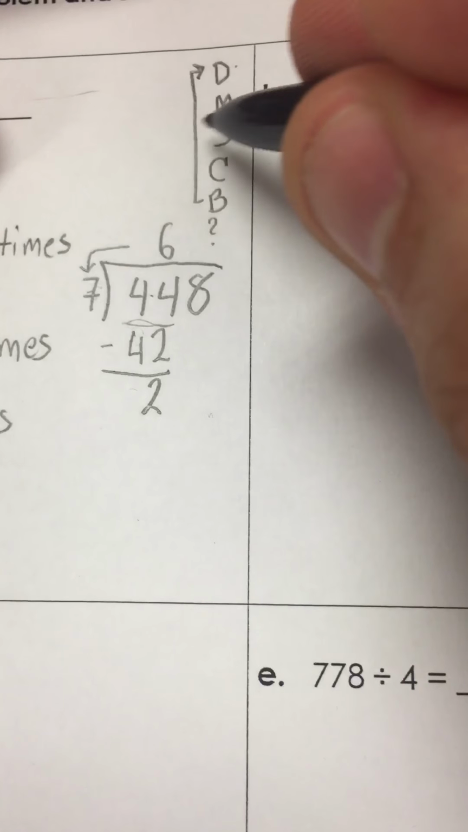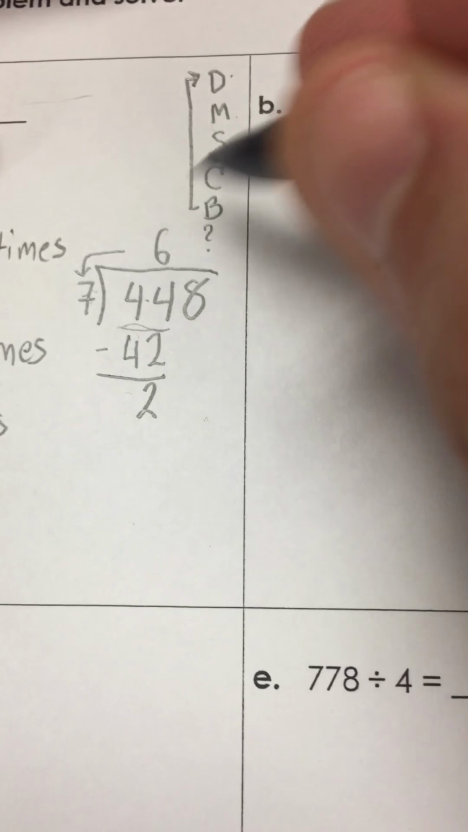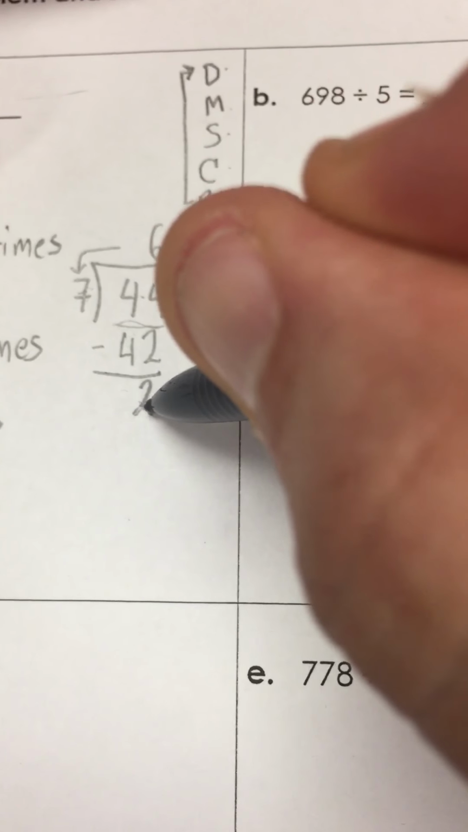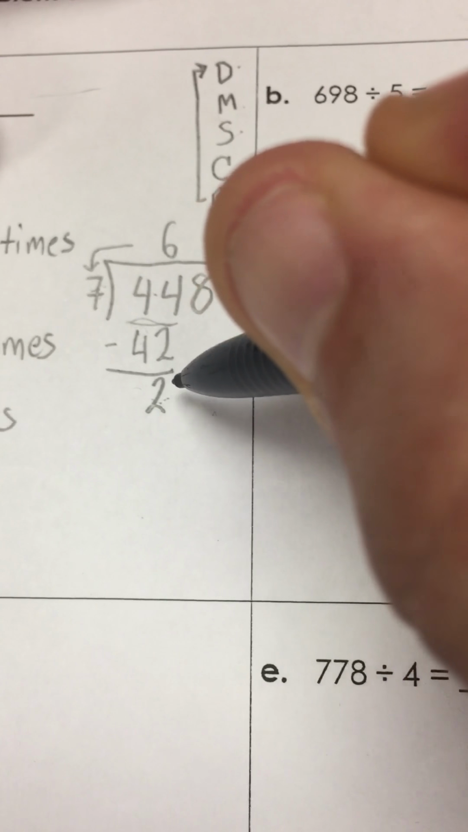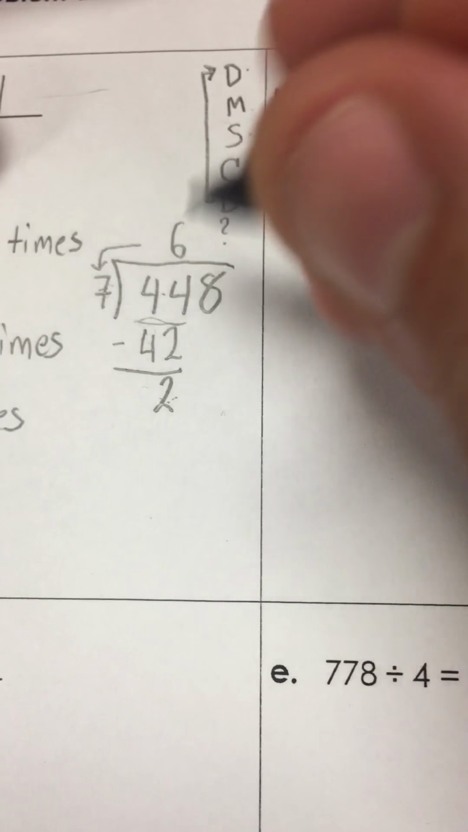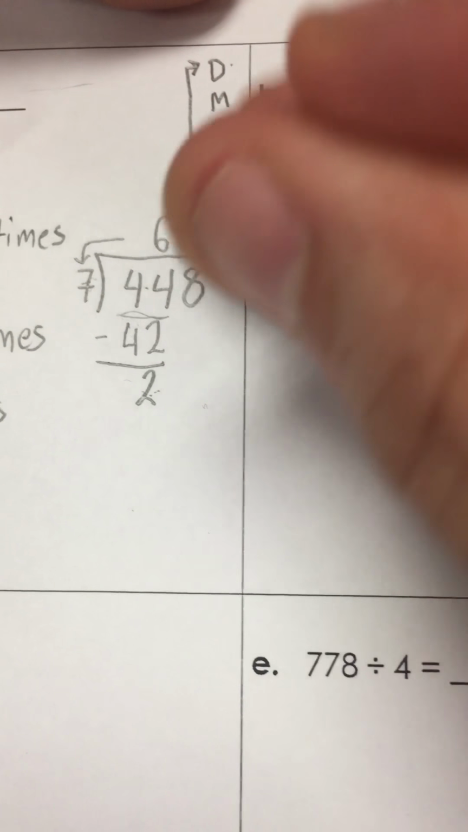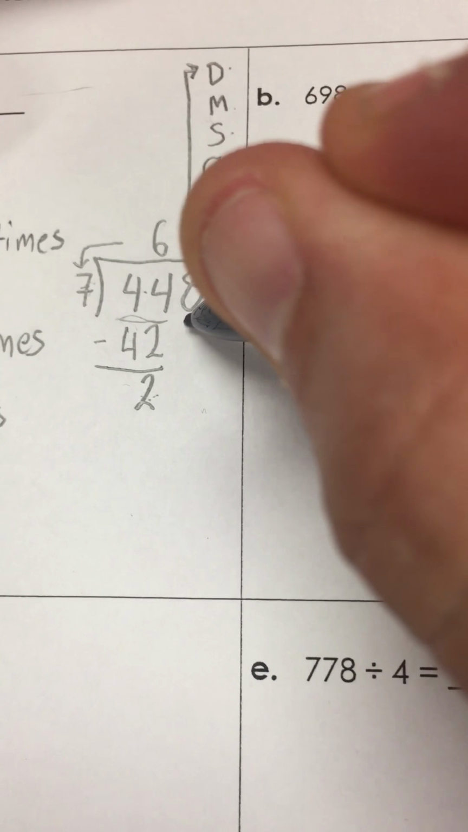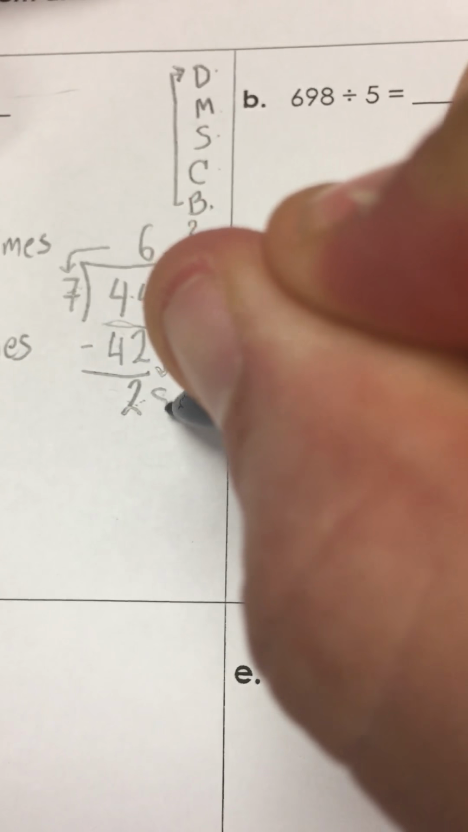So we have 2. We've done our subtraction, now we're going to check. Can 7 ever go into 2? No, it can't. No way. So we are going to bring down, that's our next step now. We're going to bring down the 8, and we get 28.